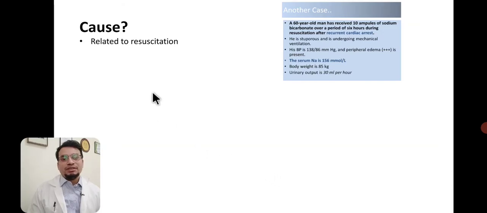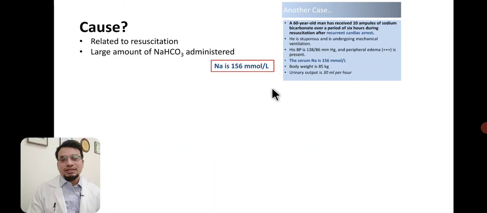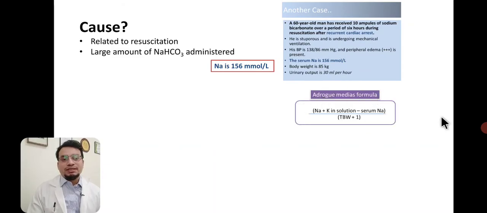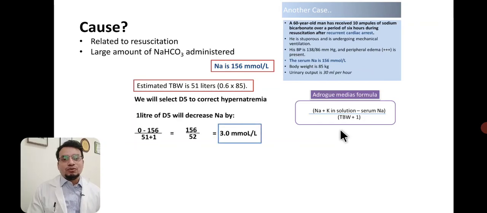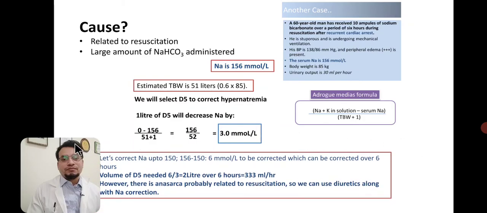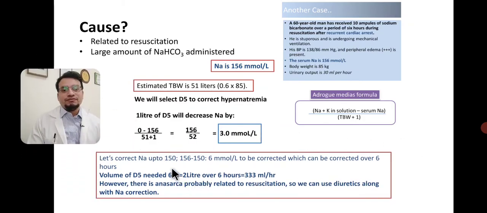This hypernatremia is probably related to resuscitation. A large amount of soda bicarb has been administered, and that is why the serum sodium is 156 millimole per liter. Now we will apply the Adrogue-Madias formula. In this case, his estimated total body water is 51 liters, 0.6 into 85. By the Adrogue-Madias formula, the sodium correction will be 3 millimole per liter with 1 liter of D5. Let's correct sodium up to 150.